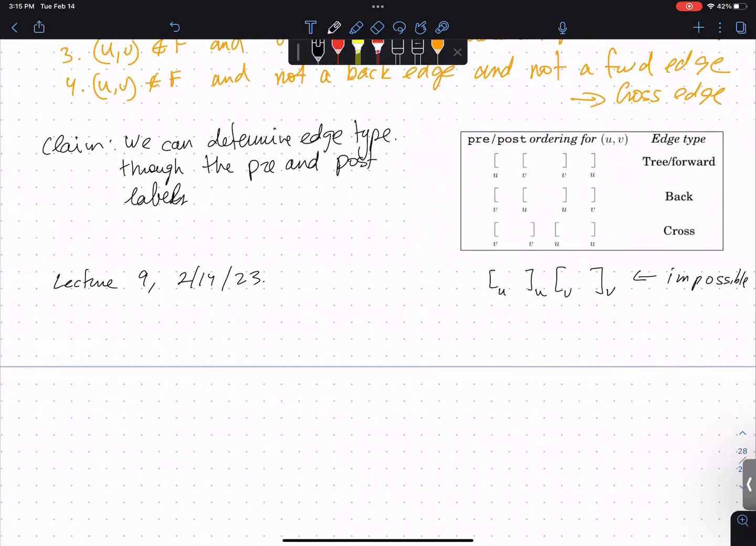I mentioned earlier that one of the goals of these pre and post numbers and back edges and everything is to be able to determine if a graph has a cycle. And now we'll see how to do that.